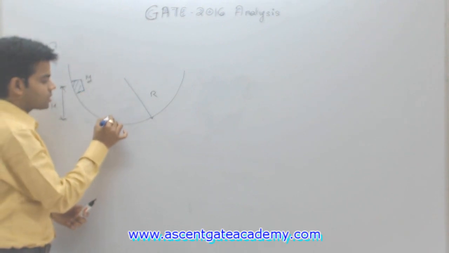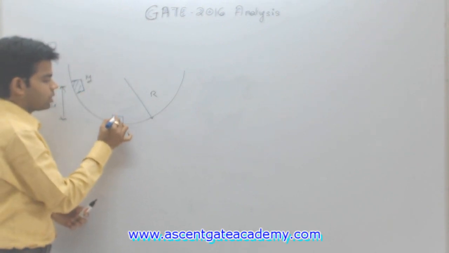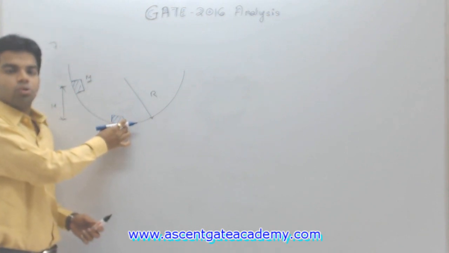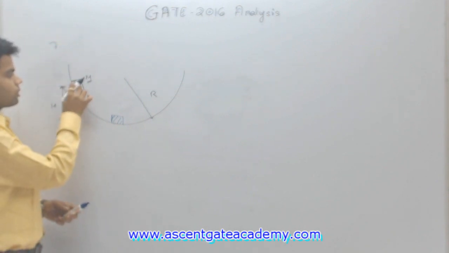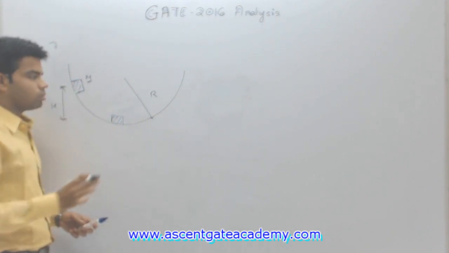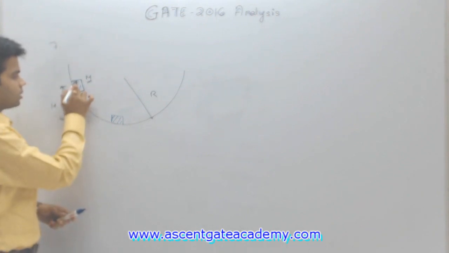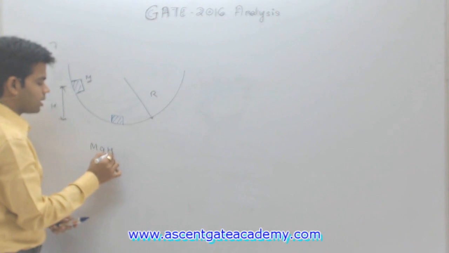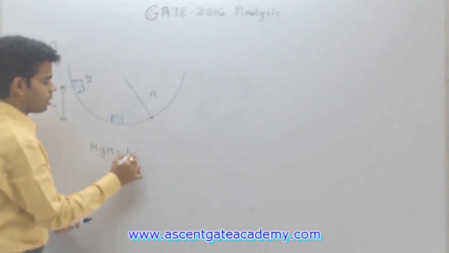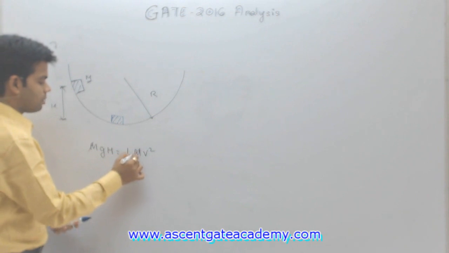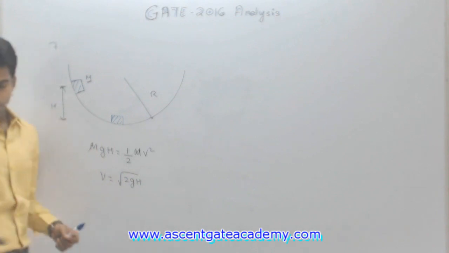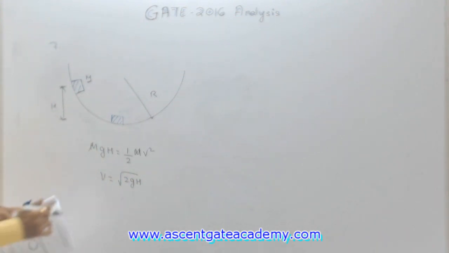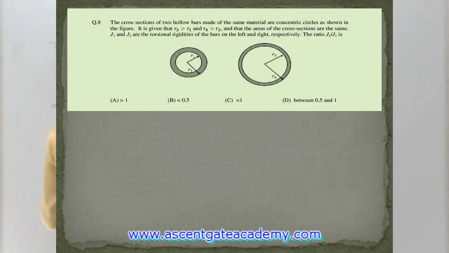When the mass slides down to this point, the mass just has kinetic energy and no potential energy, and because no energy is lost in friction, the whole of the potential energy here will be converted into kinetic energy. The potential energy here is mg into h. The kinetic energy here will be half mv square. The m gets cancelled out, and you will get v is equal to under root of 2gh. So the answer is C, under root of 2gh. Getting this? Next is question number 8.